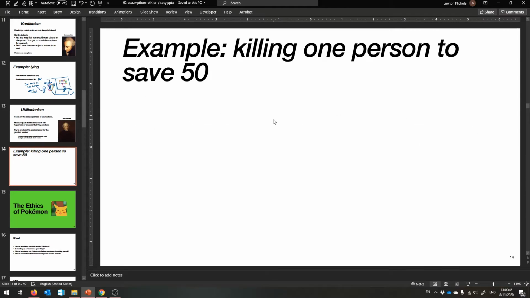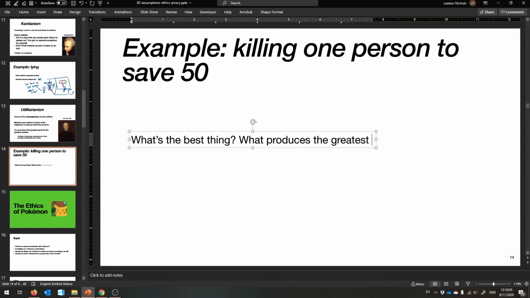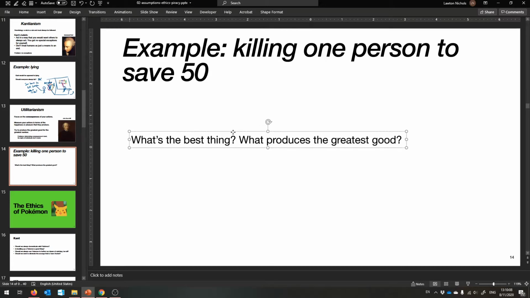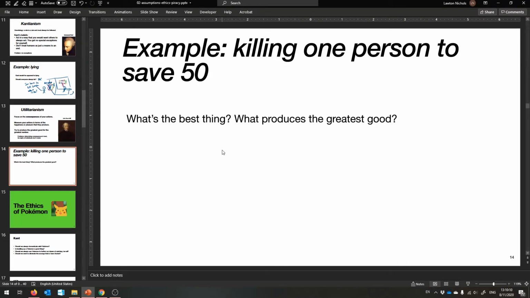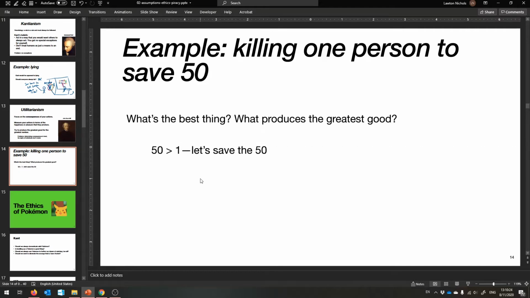But let's talk about this from a utilitarian point of view. Okay? So killing one person to save 50, a utilitarian would be like, okay, what's the best thing? What produces the greatest good? Okay? And most likely, their conclusion will be, all right, 50 people, 50 is greater than 1, let's save the 50. So they will go and kill one person and not think twice.